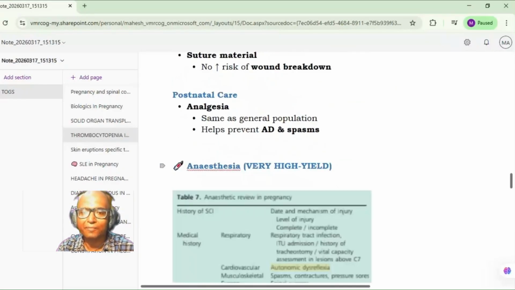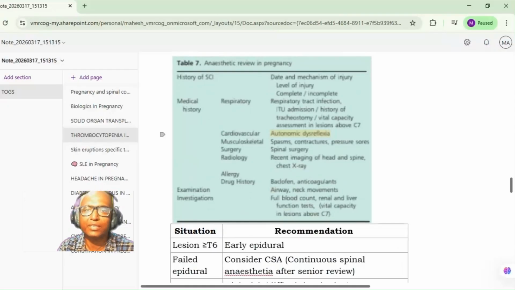Then postnatal care: analgesia is the same as for the general population, and it helps to prevent AD and the spasm. Okay. So this is the anesthetic review. Medical history and examination are to be done.